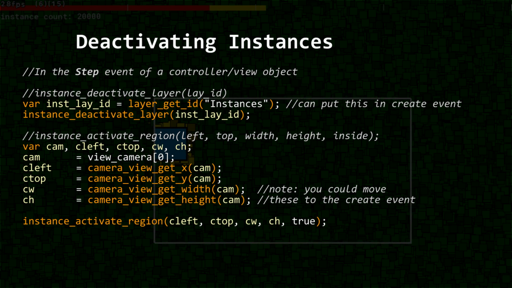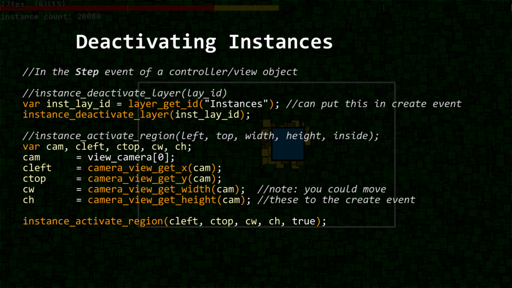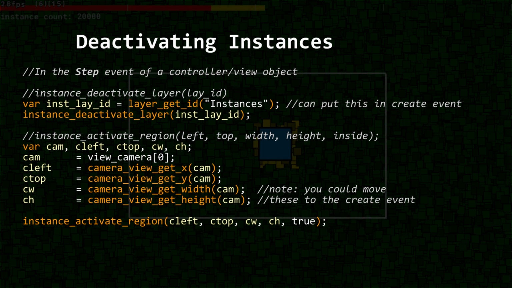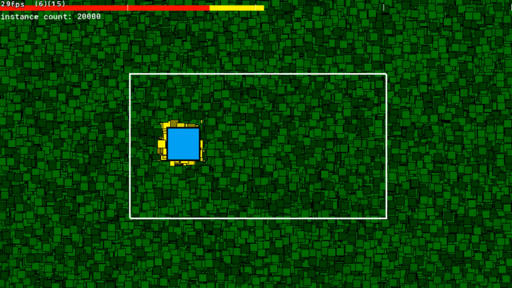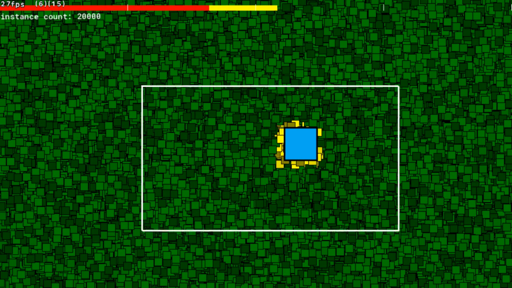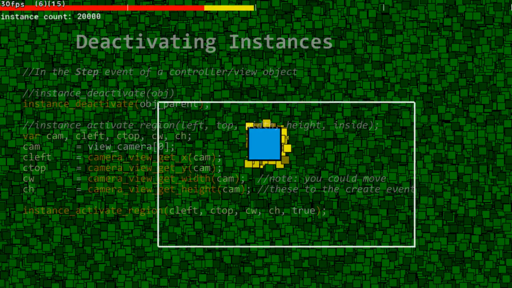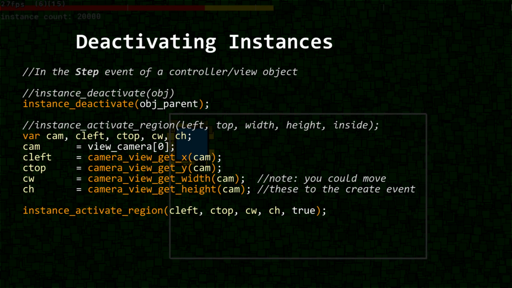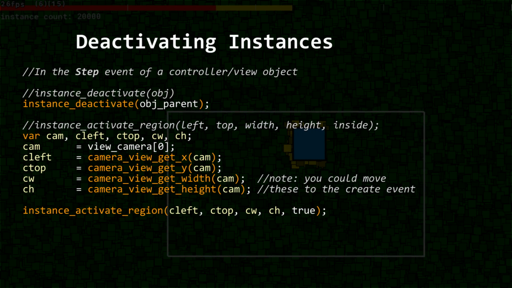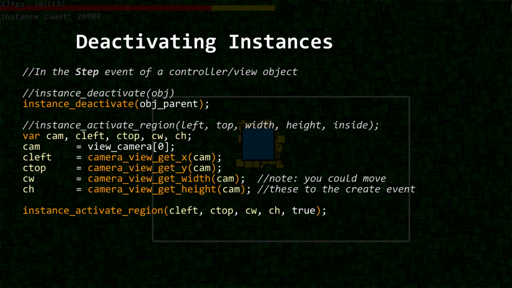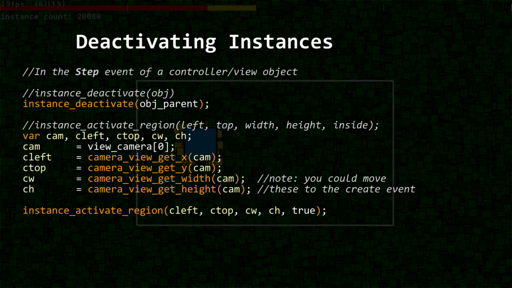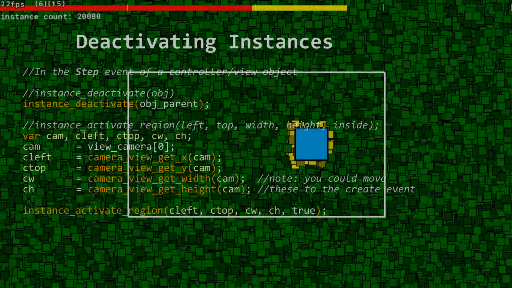And then we use instance_activate_region, just as before, to turn on all of the objects that are within the region. We want to do this so we can catch any instance that is re-entering our view. Similarly, you could also just make a parent object and have all of its children be the objects that can be deactivated, and use the instance_deactivate function to just deactivate those ones.